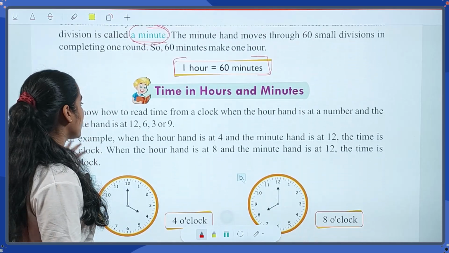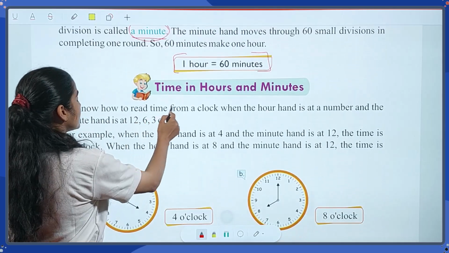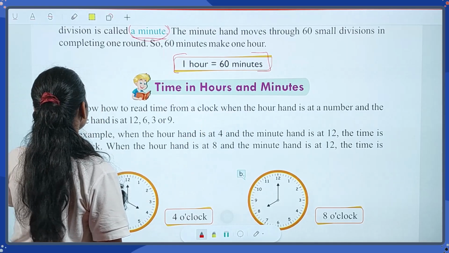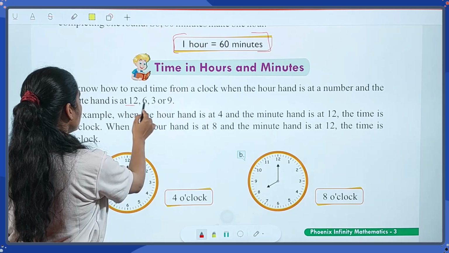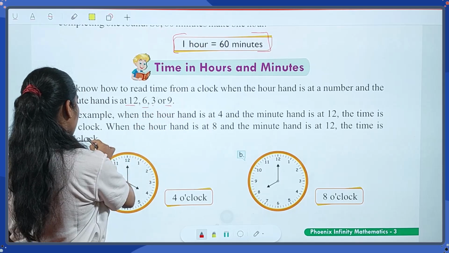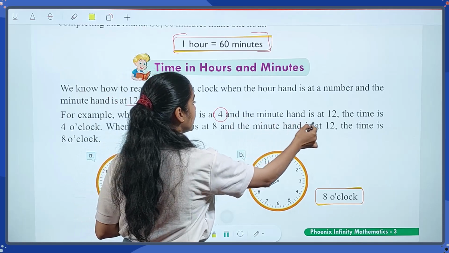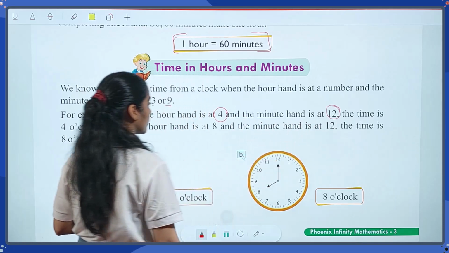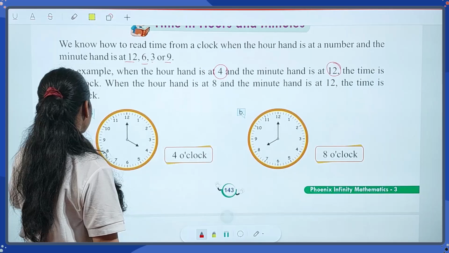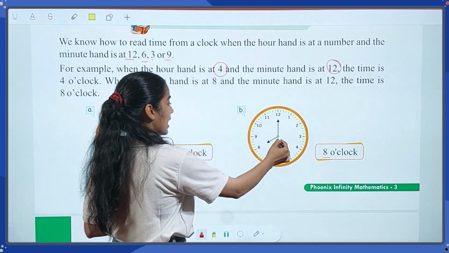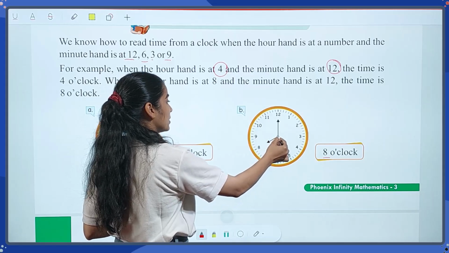Time in hours and minutes. We know how to read the time from a clock when the hour hand is at a number and the minute hand is at 12, 6, 3 or 9. For example, when the hour hand is at 4 and the minute hand is at 12, what is the time? 4 o'clock. Similarly, we have 8 o'clock when our hour hand is at the 8 and the minute hand is at the 12.